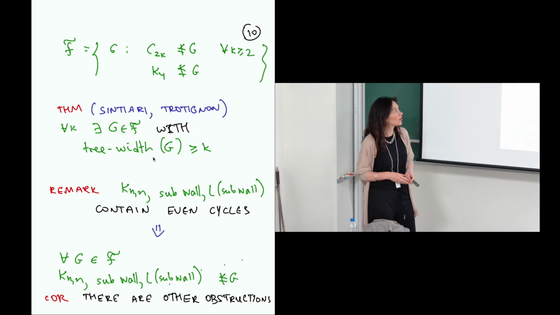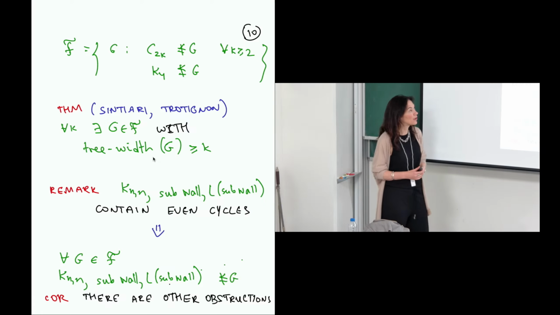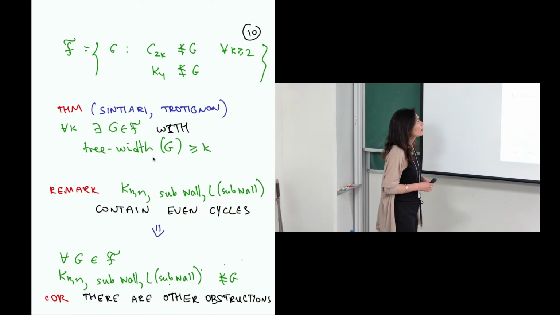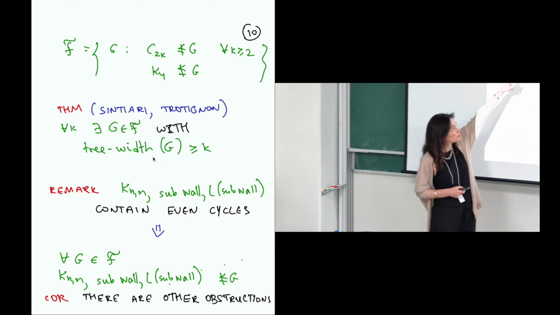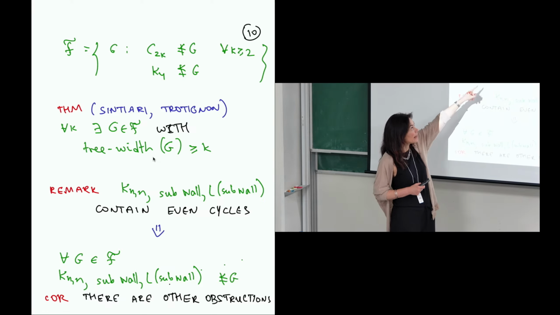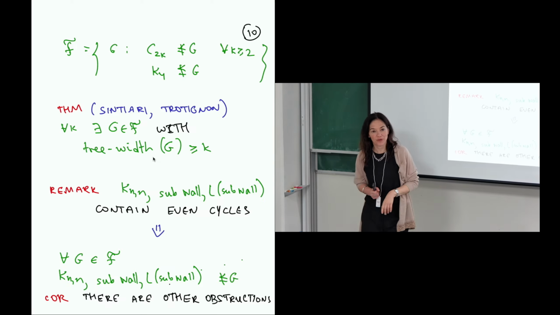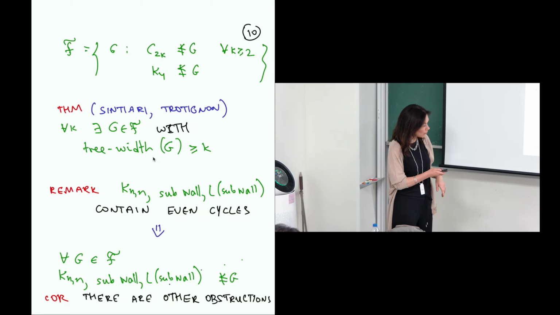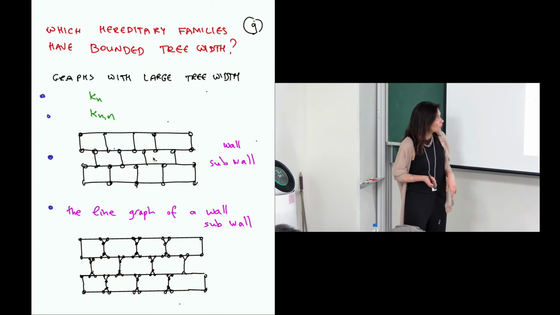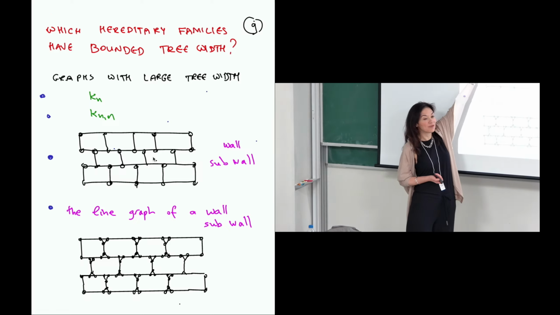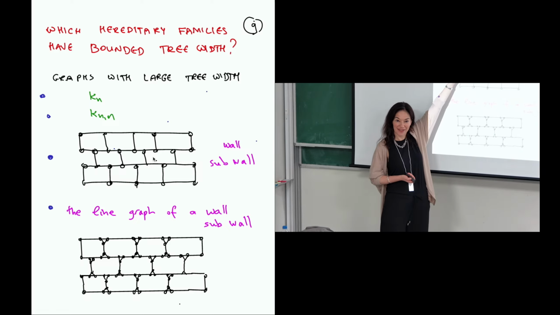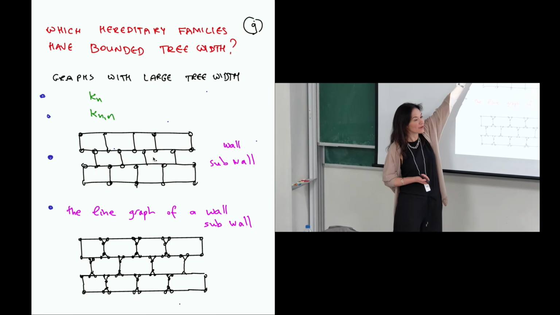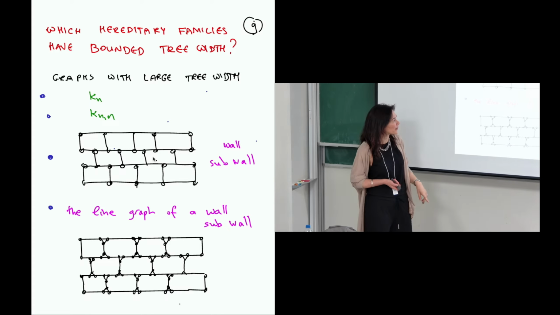So Sintiari and Trotignon constructed a family of even-hole-free graphs, so that means no induced even cycle. So no induced even cycle, no K4. And this family contains graphs of arbitrarily large treewidth. So let's just see what the connection to this picture is. C4 is K2,2, right? So because there are no even holes, you forbid this. K4, there are no big cliques because K4 is forbidden.